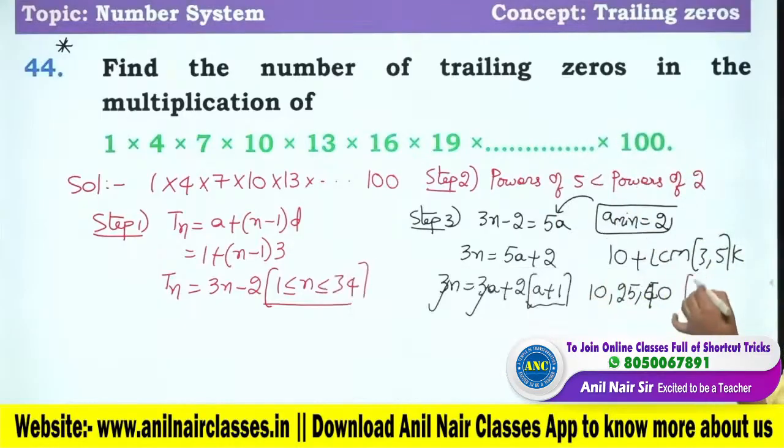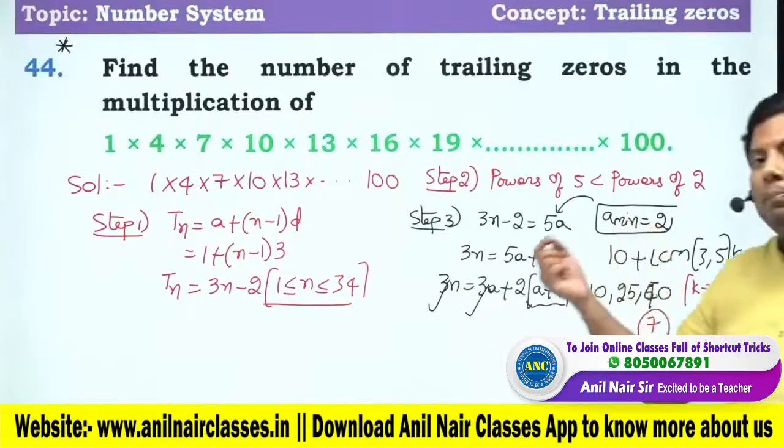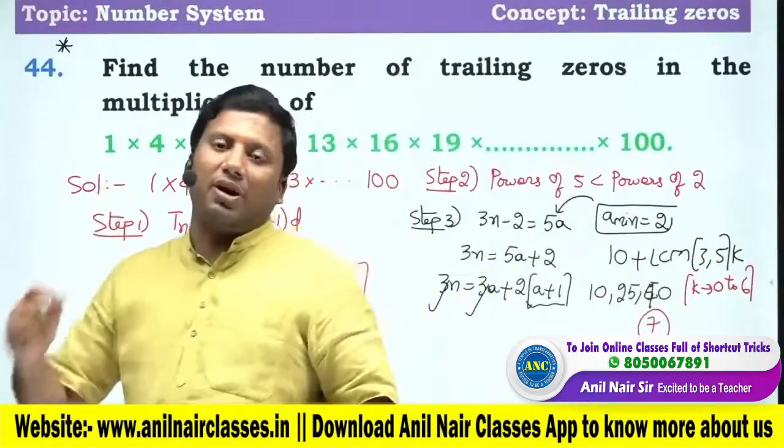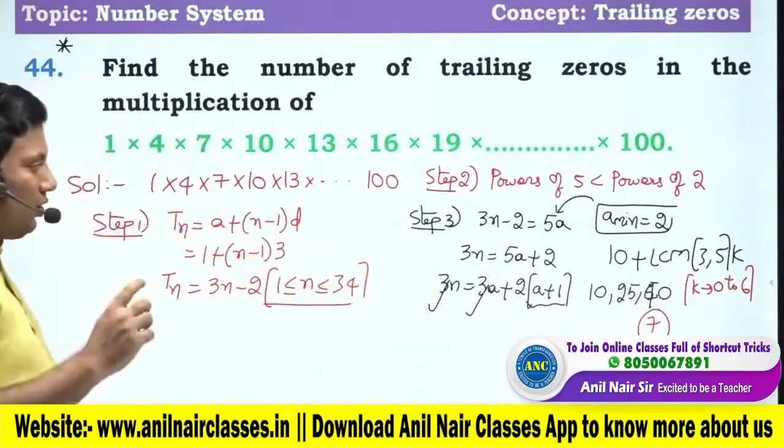K can take from 0. And it can go for 15, 6 are 90. 90 plus 10, 100. So 0 to 6. There are 7 numbers which will give 1 power of 5. That 1 power of 5 will get attached with 1 power of 2 and it will give me 0.